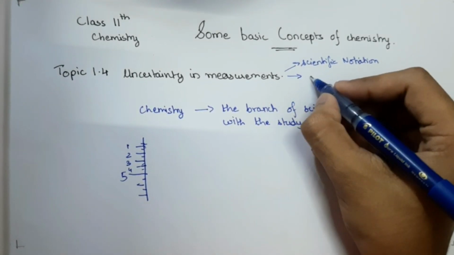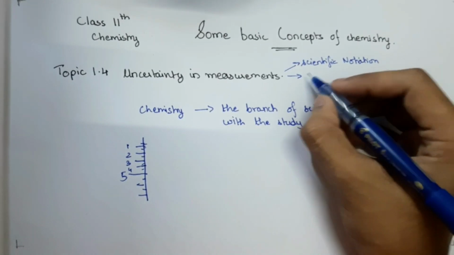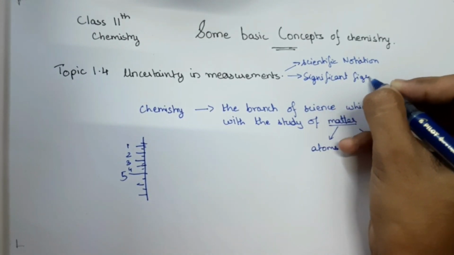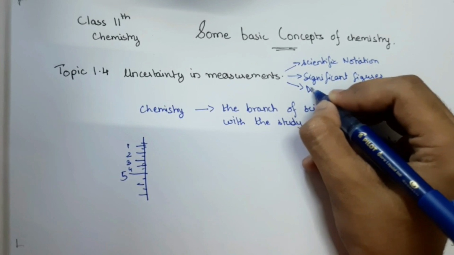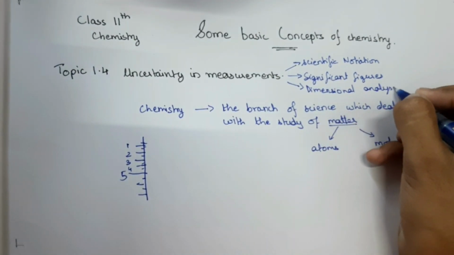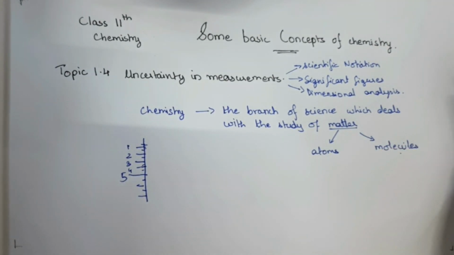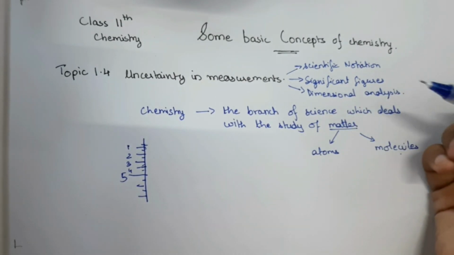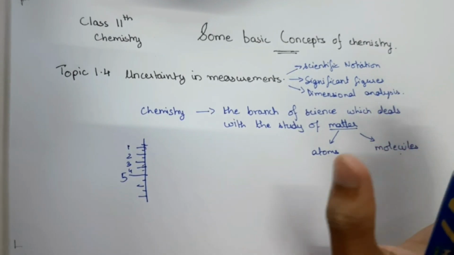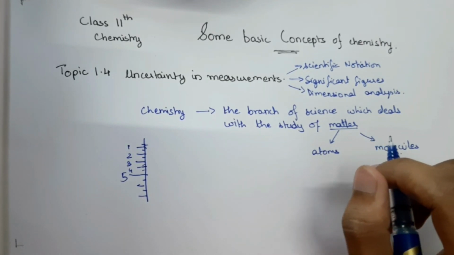then comes the significant figures, and the dimensional analysis. These are the 3 ways. There are many ways of reducing uncertainty in measurements, but these are the 3 ways that are given in the NCERT textbook. And these 3 ways are very important for us to know and understand. So let us start with scientific notation.